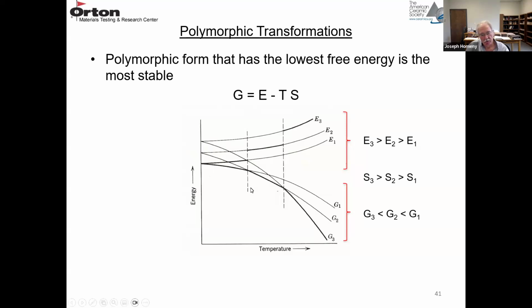And as we go up in temperature in the second region here, you can see that G2 is lower than either G1 and G3. So G2 will be stable in this region, whatever that crystal structure is. And then finally, in the highest temperature region, G3 is lower than both G1 and G2. So it will be the stable crystal structure. So I'm just showing whatever crystal structure has the lowest free energy of formation in the particular temperature range, that'll be the stable crystal structure.